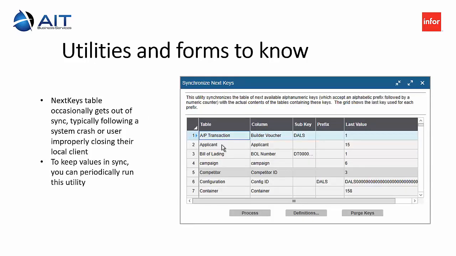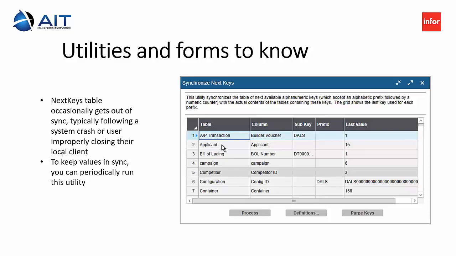Next up, I wanted to talk a little bit about the Synchronize Next Keys utility. For context, the application database includes a table called Next Keys that stores the last value that's used for any alphanumeric keys whose system-generated value can have a prefix. These are going to be things like your customer order number, your purchase order number, or job number. For example, your customer orders could include a prefix such as CO or SO, and then the number, or a dash and then the number.